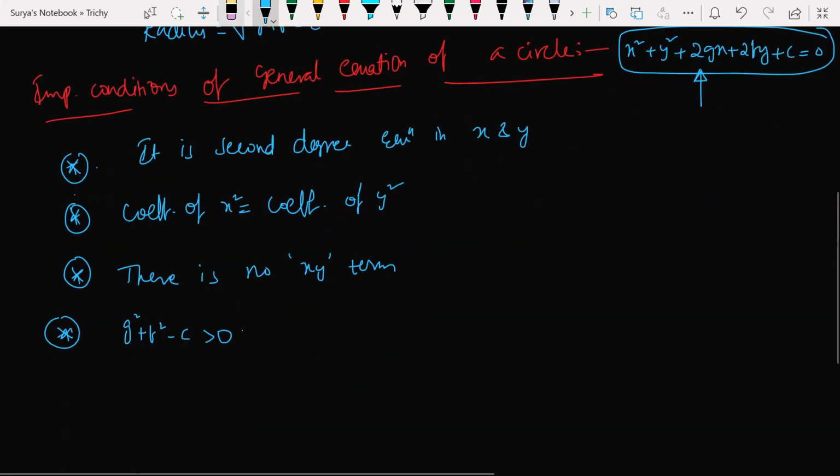Why should it be greater than 0? Radius should be greater than 0. Any one of you, can you please tell me why the radius should be greater than 0? Why can't it be equal to 0? Why can't it be less than 0? बताइए मुझे.